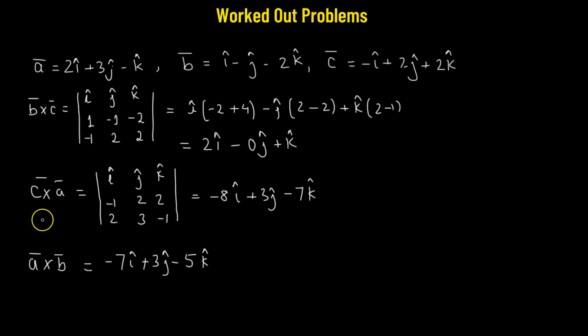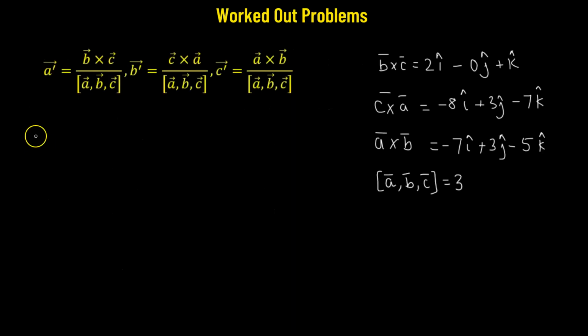Now we will evaluate each of the reciprocal vectors a prime, b prime, and c prime. Let's do that. The reciprocal of vector a, which is a prime, will be equal to b cross c, that's 2 i cap plus k cap, divided by 3.